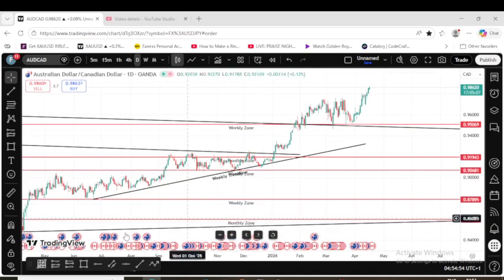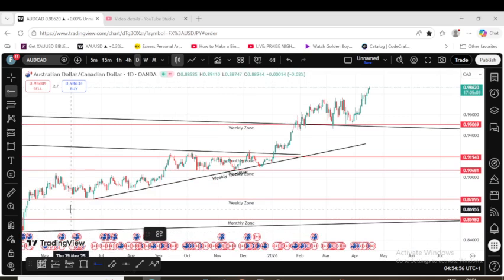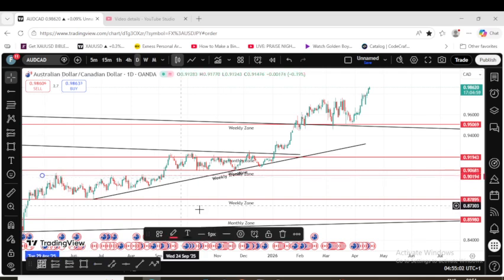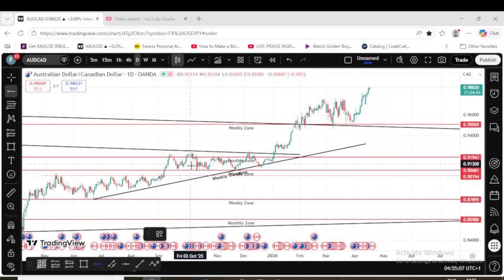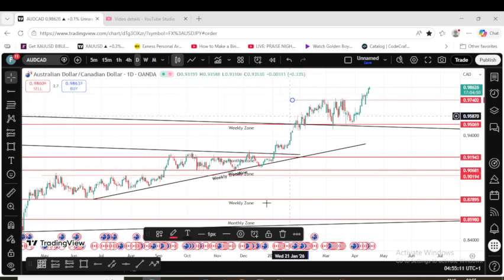So let's zoom out. So what do we see in regards to trend to zones on the daily time frame? We have a daily zone here. We have a daily zone here. That's essentially all that I can see on zones for now.